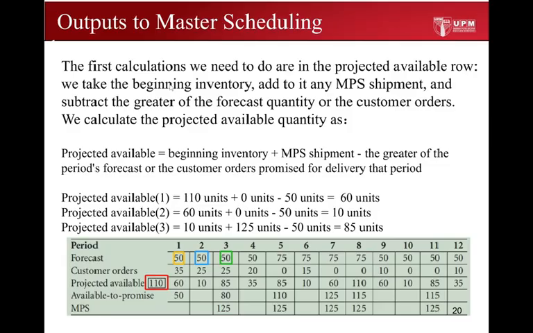So in period 3, the beginning inventory is 10 units. There is an MPS shipment. The MPS shipment is 125. So we can calculate period 3: 10 units plus 125 units minus 50 units equals 85 units. So that is the projected available.